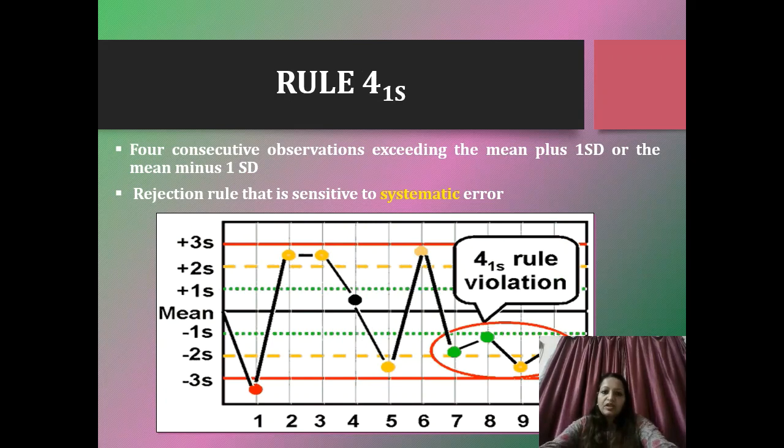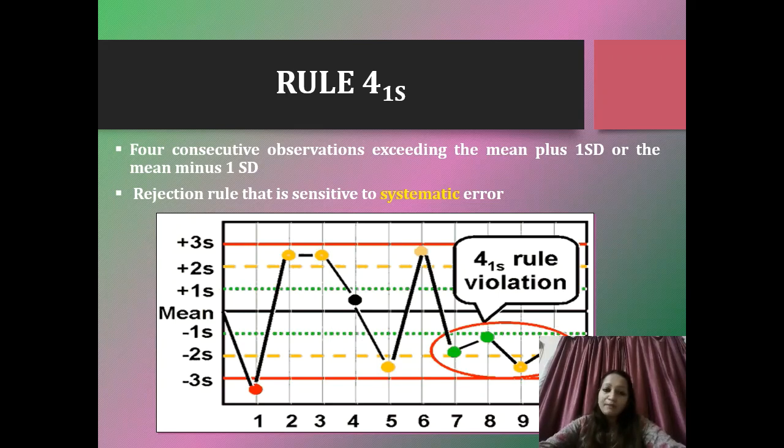The rule 4-1S means 4 consecutive observations exceeding the mean plus 1 SD or the mean minus 1 SD. This is a systematic error, obviously, as the 4 values are lying on one side of the mean. However, this is now not considered to be an error when we are taking the limits to be plus minus 2 SD. Whenever we are seeing this, we call it a bias and we do the necessary recalibration. We do not identify this as an error per se. It is only an error if our decision is taken at plus minus 1 SD. Otherwise, this is also a place where we just identify the bias and take the necessary correction for that bias only.